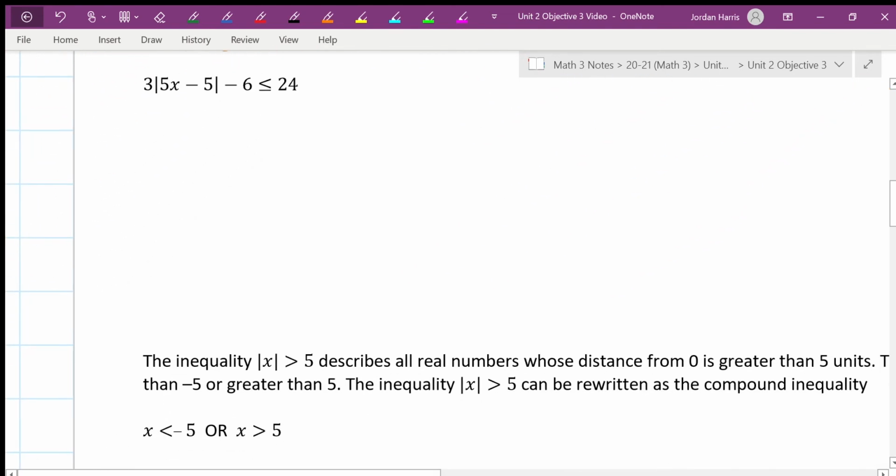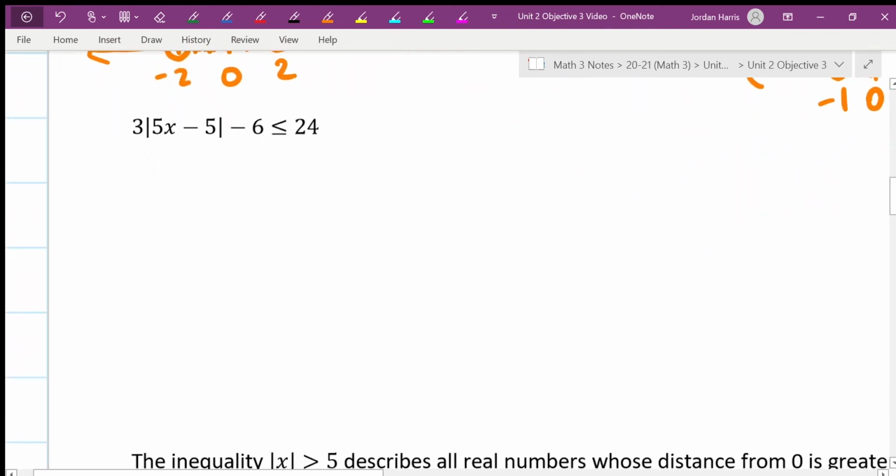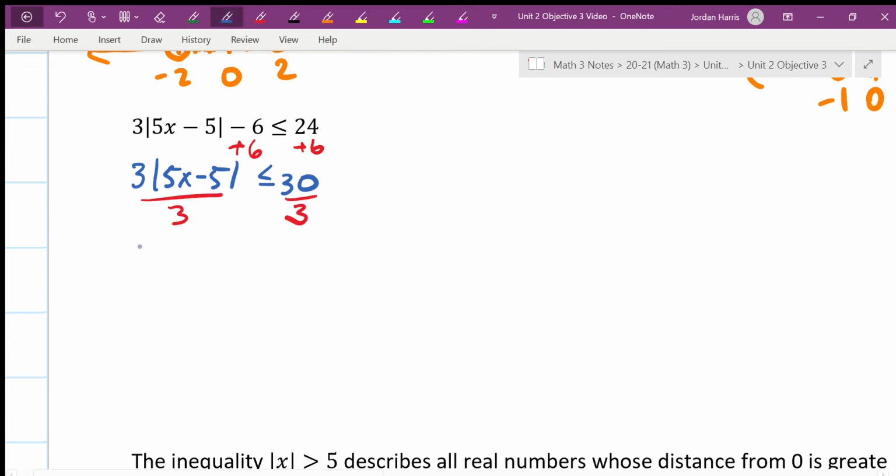Last one, kind of the most complicated it's going to get right now. All right, so we have to add 6 to both sides first. We got to get the absolute value by itself first, just like before when it was an equation. Divide by 3. I get the absolute value of 5x minus 5 is less than or equal to 10.